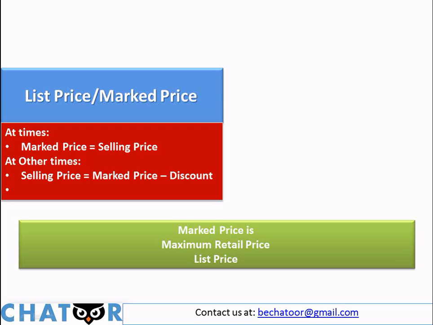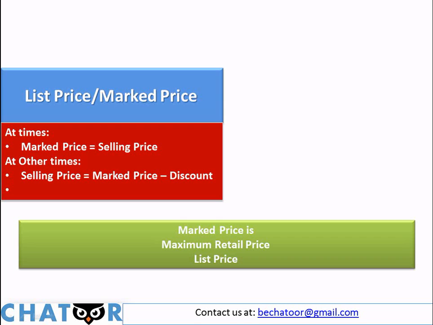On the other hand, if you go during the festival season, or during Christmas, or during the other festivals in your area, the chances are high that the same store would sell the same pant at a 10% discount or 5% discount, in some cases 50% discount. So in this case, what it means is selling price would be equal to marked price minus discount on marked price. The discount is always calculated on the marked price.